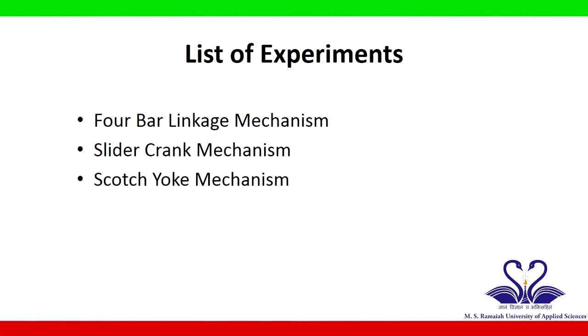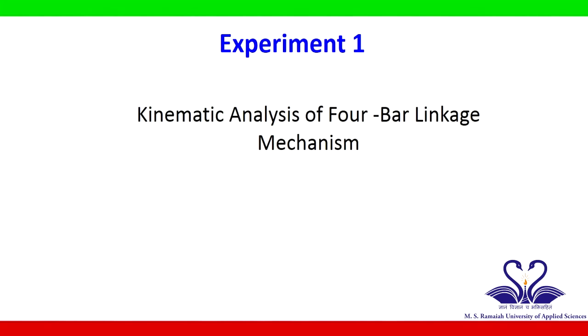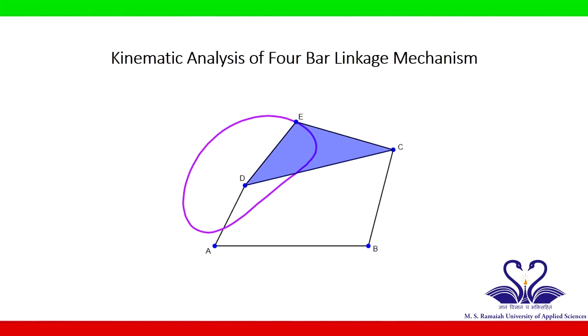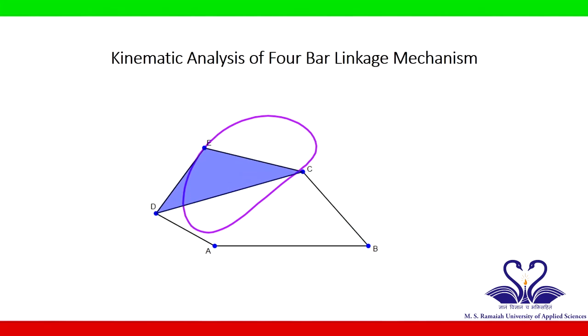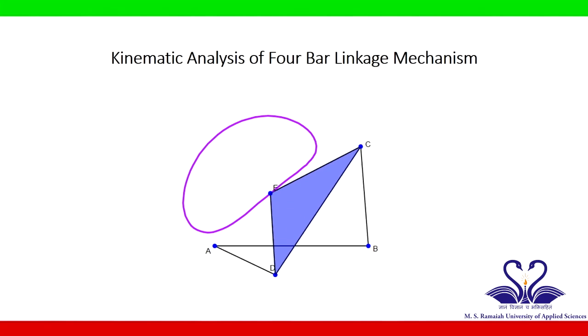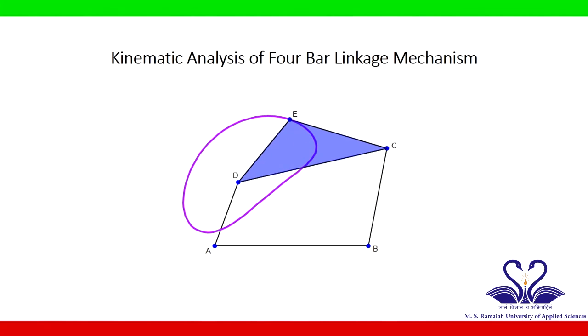First, 4-bar linkage mechanism. Second, slider crank mechanism. And third, Scotch yoke mechanism. First one is kinematic analysis of 4-bar linkage mechanism. It consists of 4 links. AD is input link or crank. BC is output link or crank. The objective of this mechanism is to transfer the rotations of input crank to output crank through rocker or coupler ECD, as shown in animation.